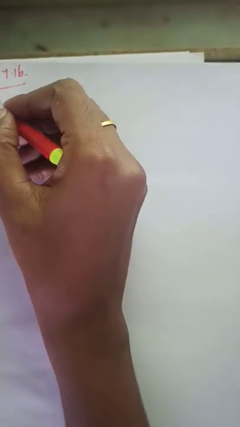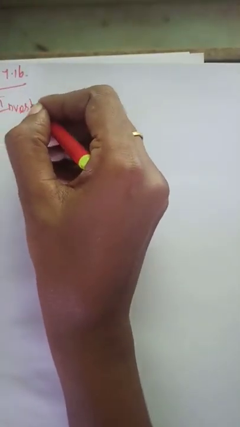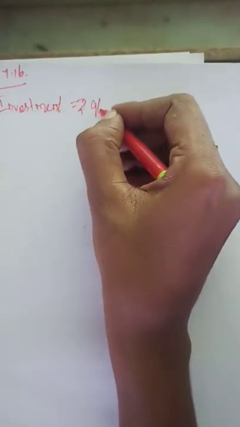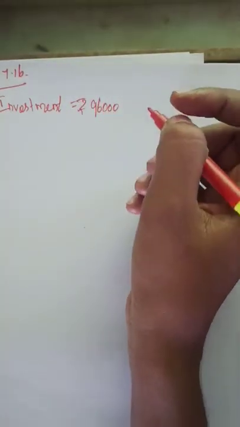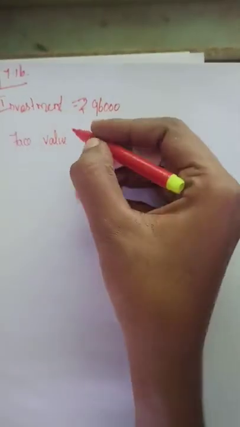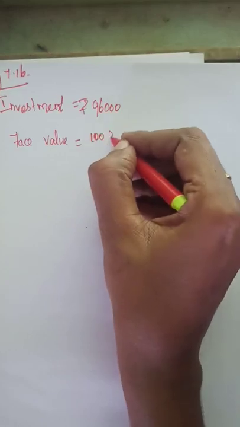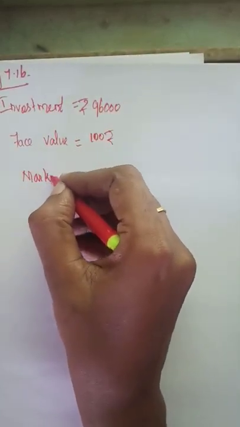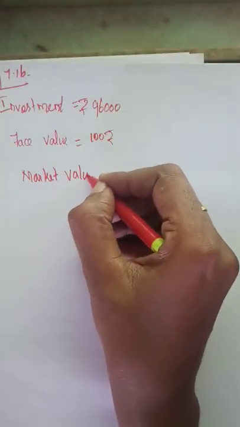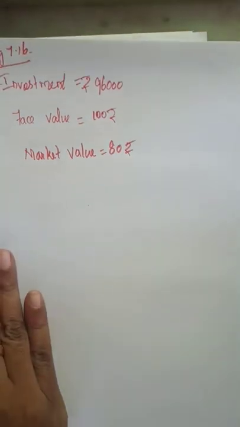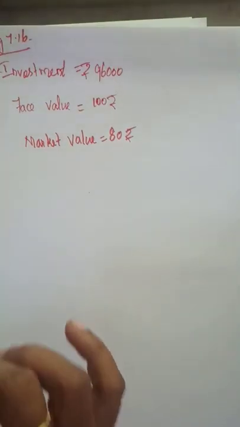First we are going to write all the given values. Investment is equal to how much is given? Rupees 96,000. Then the next one, face value, how much is given? 100 rupees. Then market value, how much is given? 80 rupees. Investment, face value, market value, everything is given.